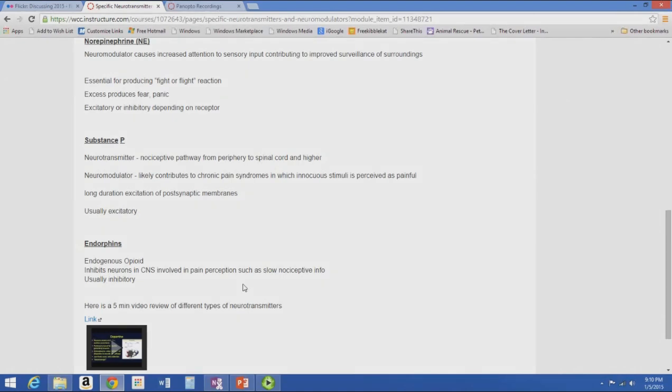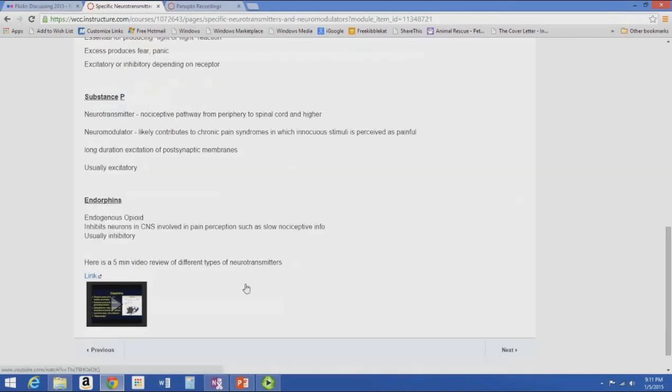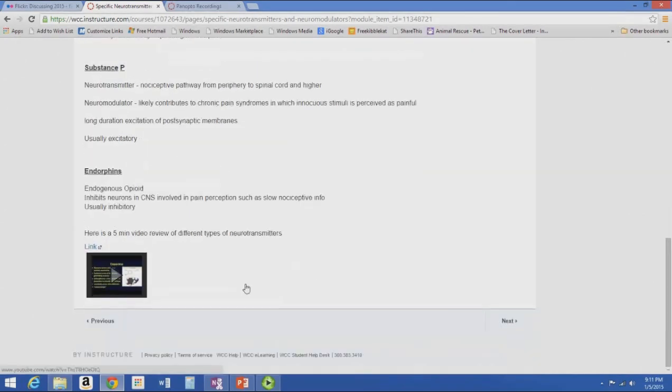So the synthetic opioids, or the naturally occurring opioids, bind to the same receptors as our endogenous opioids. So when we take Vicodin or whatever narcotic pain medications that are out there, that's what it's doing. It's binding to the same receptors that our natural endorphins use. There's a short little video on the different types of neurotransmitters, if you want to review those.